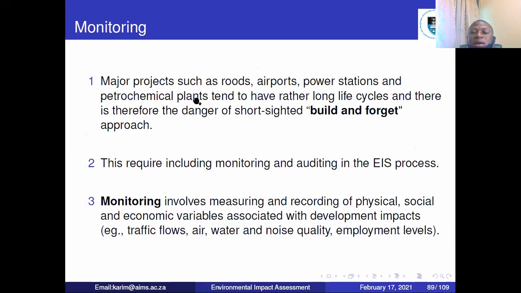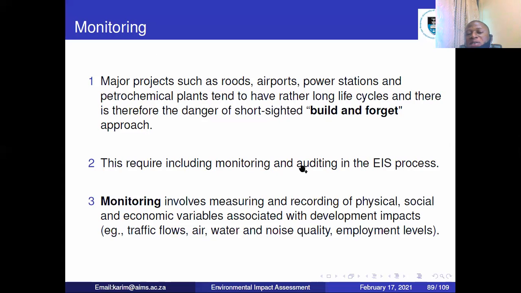So we have to monitor the project. Now that we allow the project to start, we have to monitor it. Why do we monitor? Because of certain projects, for instance roads, airport stations, power stations, or petrochemical plants. Sometimes the effect they have on the environment takes a long time to manifest. If you don't monitor, you may forget about the impact that is coming, and that will be a disaster. So it's good to monitor.